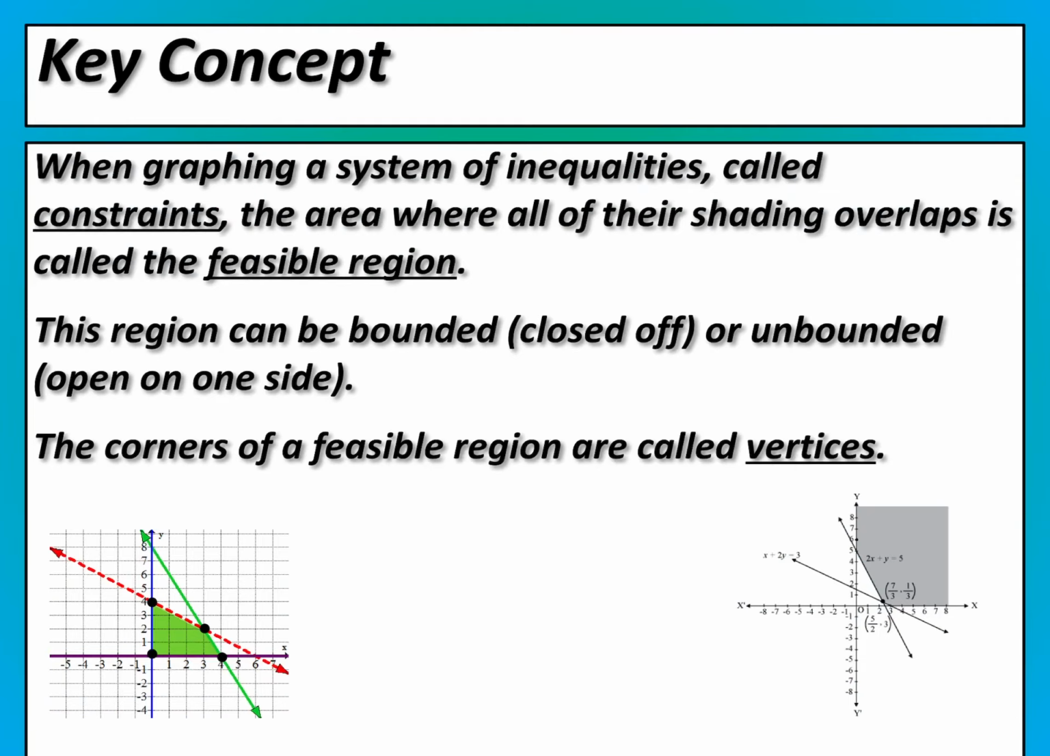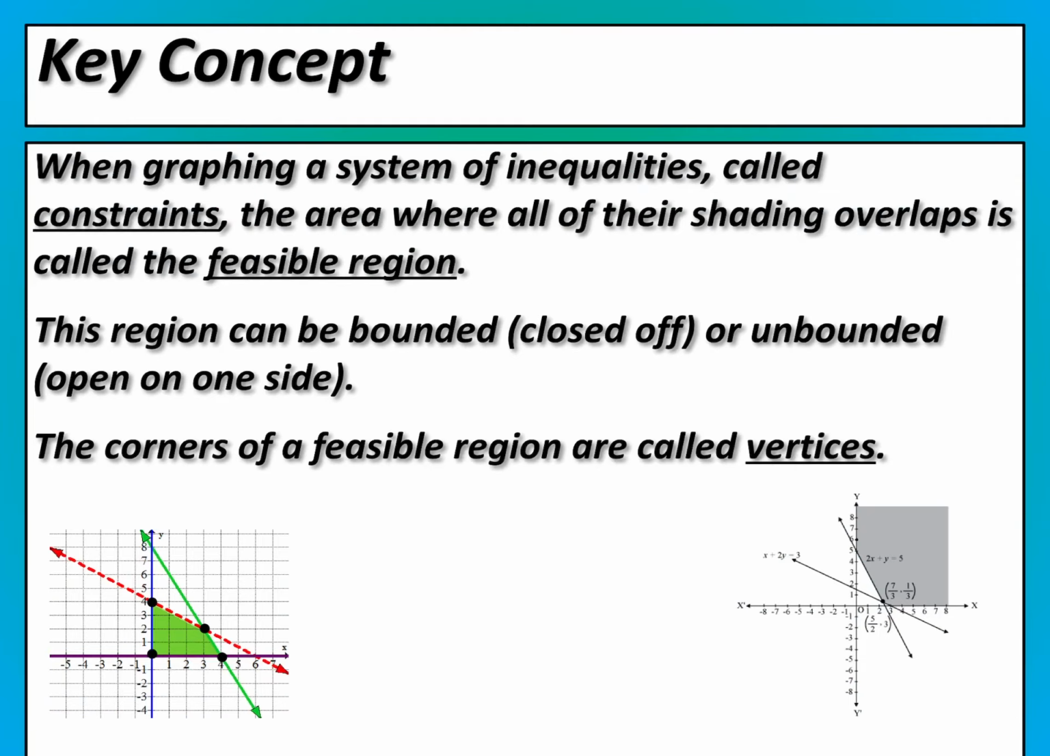You can have two kinds of regions. It could be bounded, this one that you see in the bottom left, where the entire shaded area is closed off by the constraints, or it could be unbounded, the one that you see in the bottom right, where one side is open and that shading will go on forever.